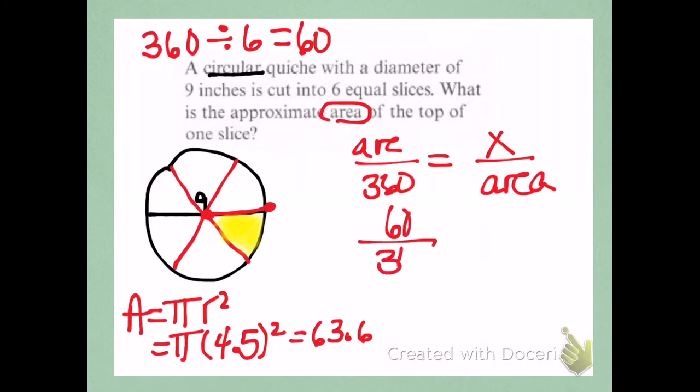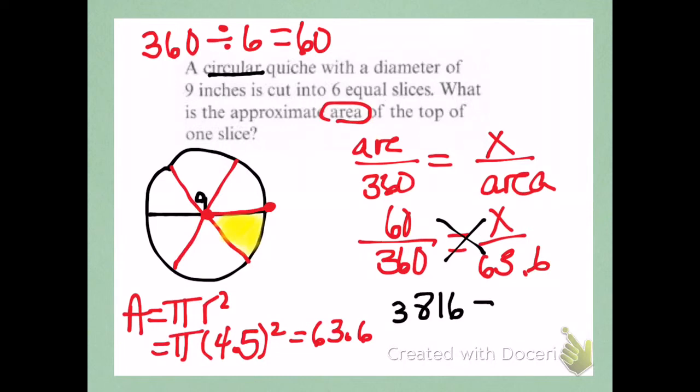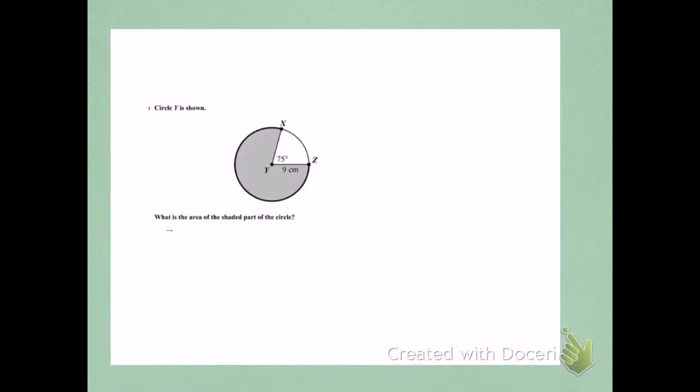So 60 over 360 equals x over 63.6. And then to solve any proportion, I cross multiply. So if I cross multiply 60 times 63.6, that gives me 3,816 equals 360x. And if I divide both sides by 360, that's going to give me x equals 10.6. Now you do this one. Be sure to get the degree of the shaded region.